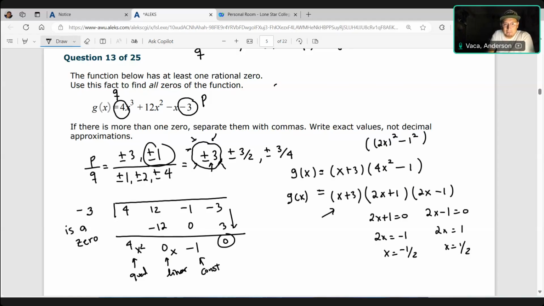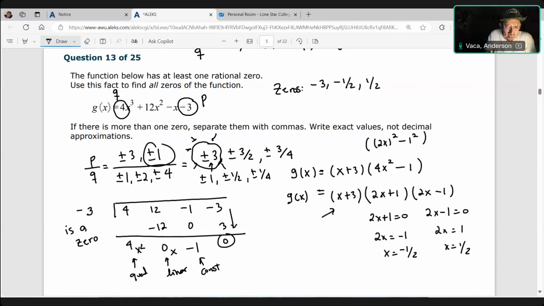So what are the zeros? And I think I got real lucky here. They are -3, -1/2, and 1/2. And I just took a wild guess on 3, because, guys, I also missed positive 1, positive 1/2.